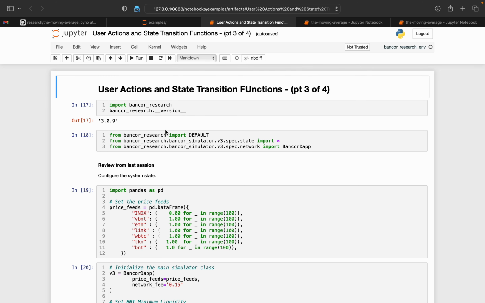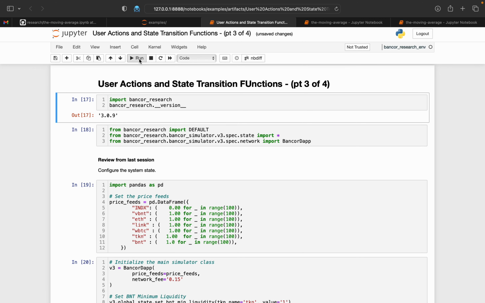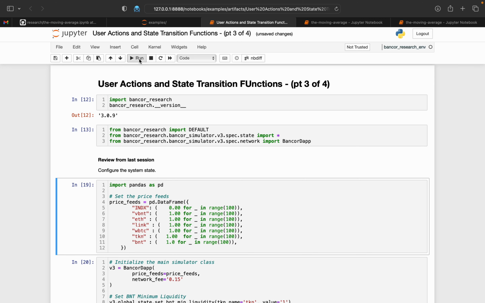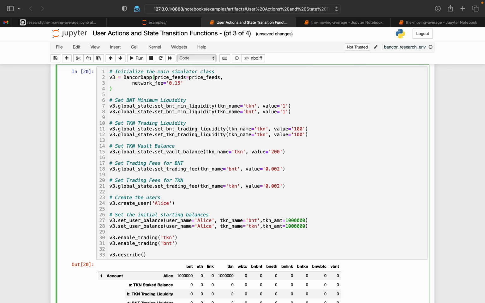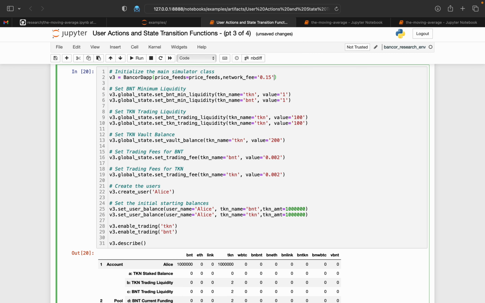With that said, going into today's section, we've got another notebook. I called it part 3 of 4 of the same user action state transition functions, even though, technically speaking, this is just kind of a part of that, and focuses solely on the EMA for today's section. To set up the system, we're going to do the same thing that we've done the past couple sessions and call our Bancor DAP class. We can read in our price feeds if you want to adjust those things.